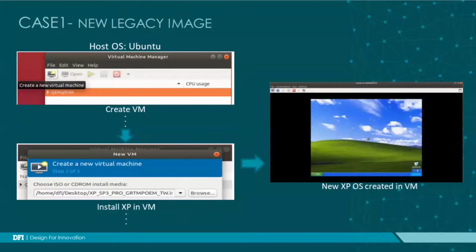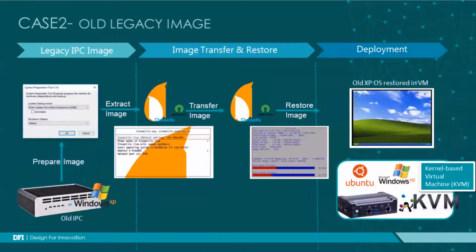Case 1, we install Ubuntu as the host OS, then create VM. We use KVM as the hypervisor. Then install a new Windows XP image in VM. After that, the new XP OS is created. Case 2, we have to prepare the old image from the old PC, then extract the image out. Then we use a tool called Clonezilla to transfer and restore the image to VM. Then the new PC is with the old image with the hypervisor KVM.